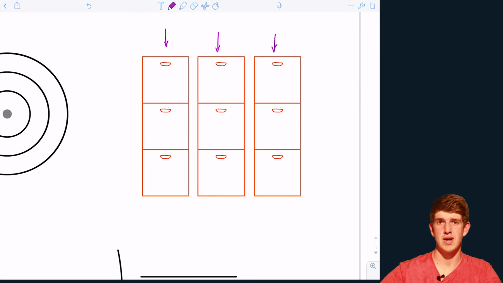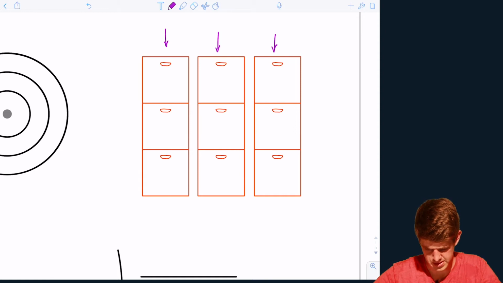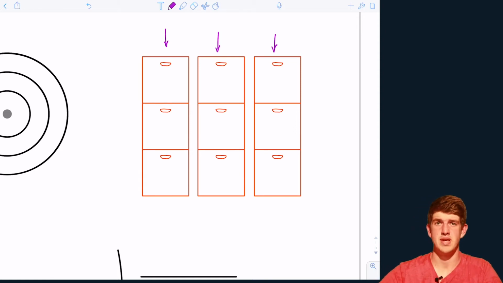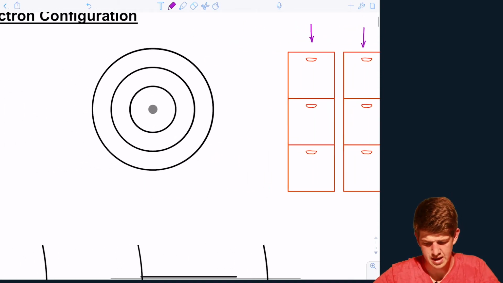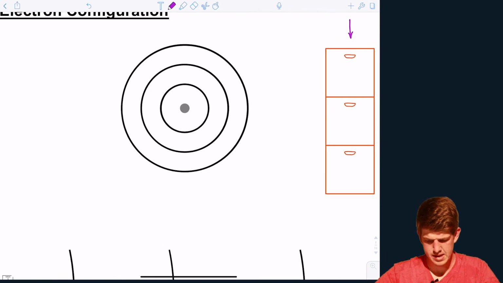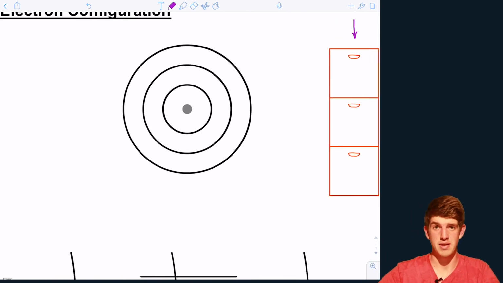I first categorize them into a shell. I then subcategorize all the electrons in that shell into subshells. And then each of those subshells in that shell are then going to be subcategorized into orbitals. But we're going to go into each one of those individually in this starting example. So to start it off, we need to talk about the shells.